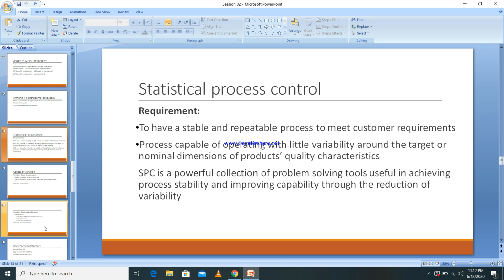So in order to reduce the variability around the nominal target, we have to use statistical process control. It is a very powerful tool in the quality control process, because we can improve the stability of the process, and then we can improve the capability of reducing the variability of a given process by using these statistical process control tools.